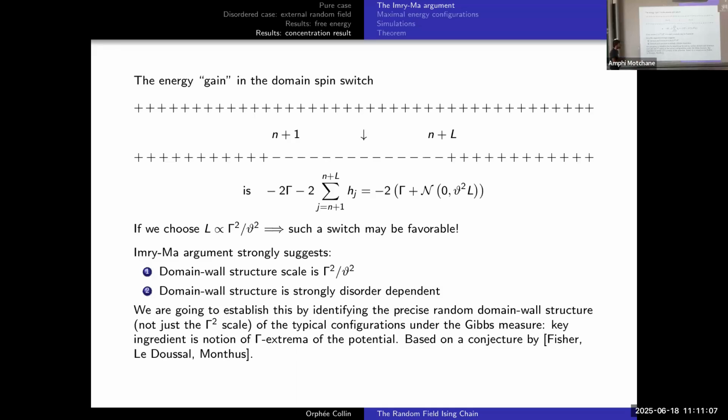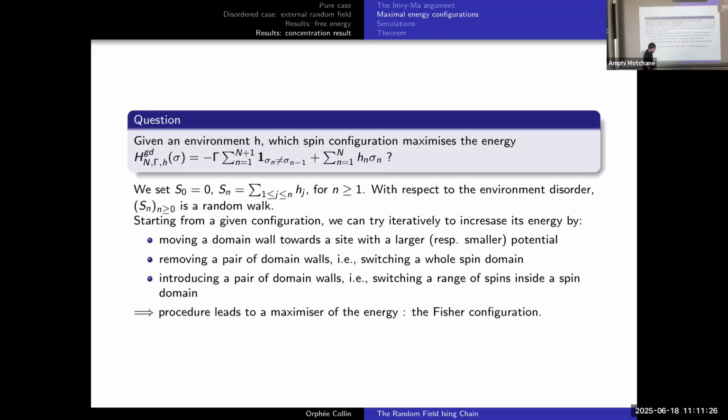The work is based on considerations in the physics literature by Fisher, Le Doussal, and Monthus, and we're going to use a key ingredient, which is the notion of gamma extrema of the walk S. So let's first wonder what is the spin configuration which maximizes the Hamiltonian. I sometimes also say energy instead of Hamiltonian.